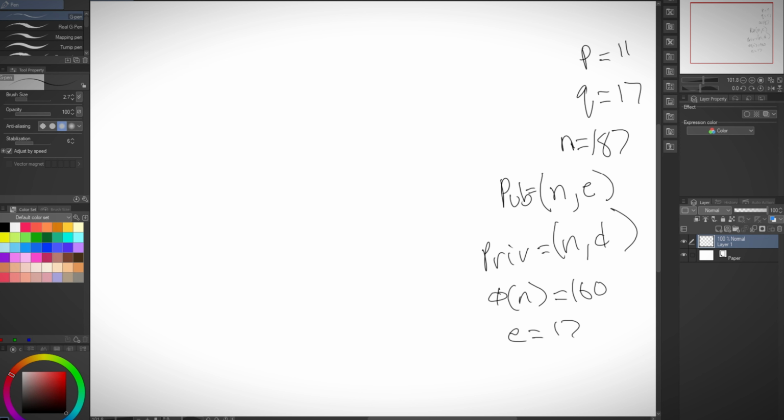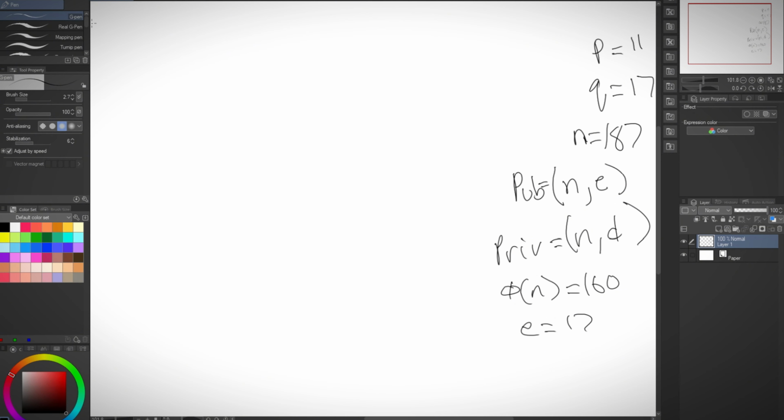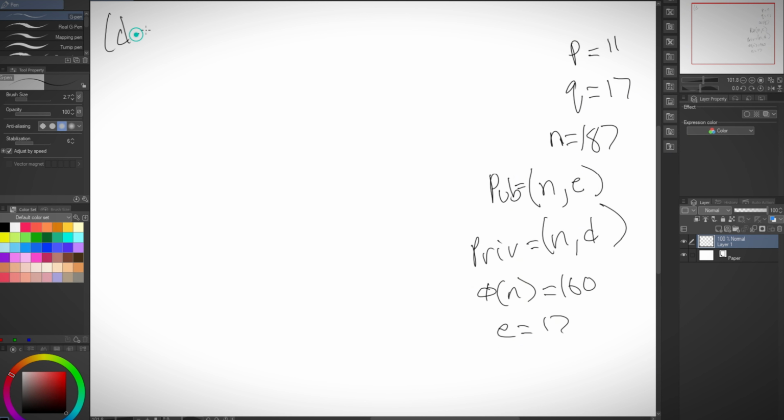D is a very strange formula because D is pretty much a multiplicative inverse of E. Basically what that means is that D times E mod phi should equal 1, that inverse there. So we have our formula for the decryption, and that would be D times E mod phi, and I'm just going to write the number of phi, 160, has to equal 1. So we know that E is 17. So D times 17 mod 160 has to equal 1.